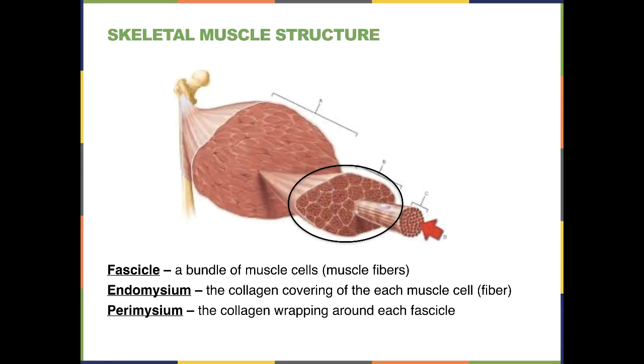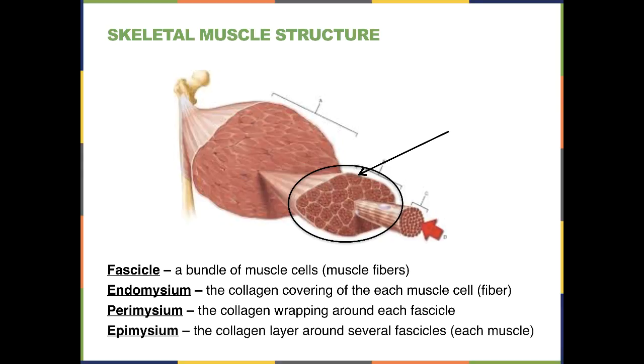And the perimysium is the covering that wraps around each fascicle. And that's shown with this arrow right here. The epimysium is the covering around a bundle of several fascicles. And that's shown here.